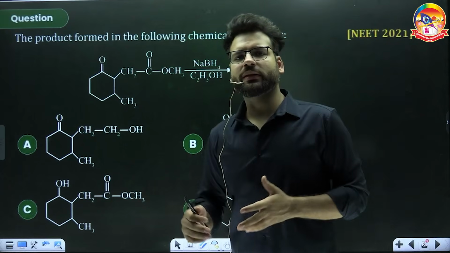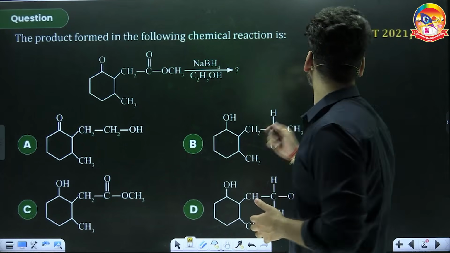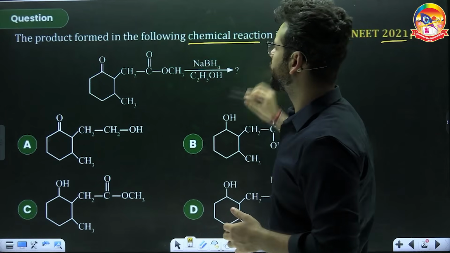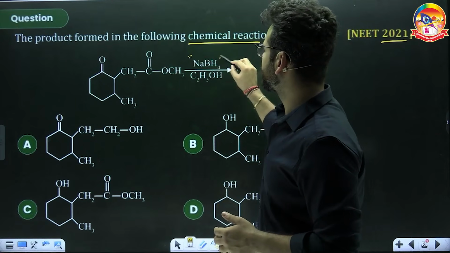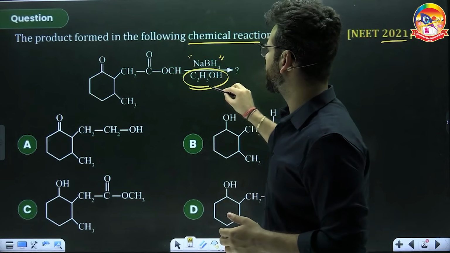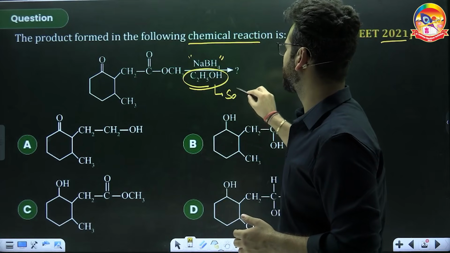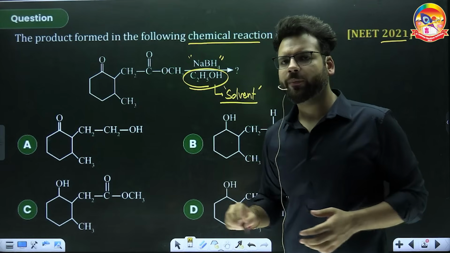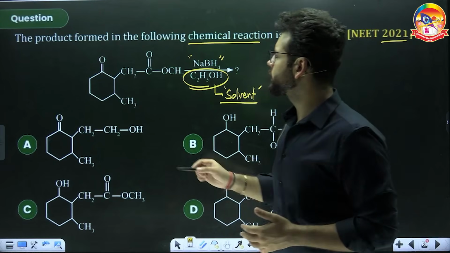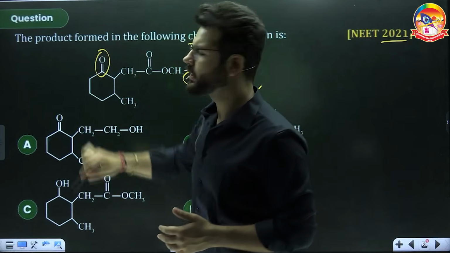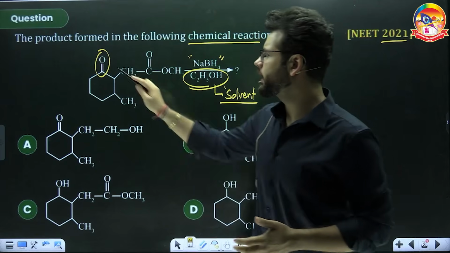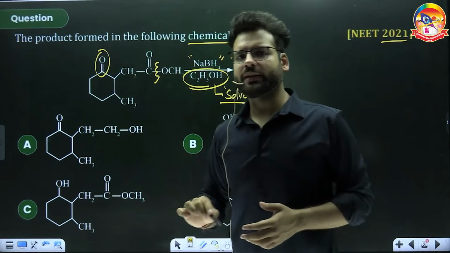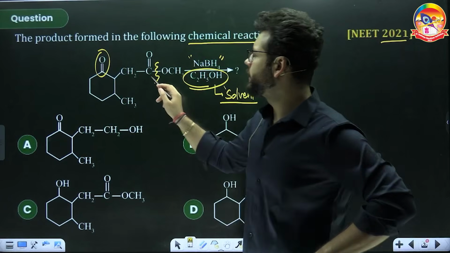Again, see, similar questions keep repeating every year. This is a NEET 21 question, which says, what is the product of the following chemical reaction? You are adding NaBH4 in ethanol. Do not worry about this ethanol, it's just a solvent here, not a separate reagent. NaBH4 we know works for aldehydes and ketones. It will send them to alcohols, so I'll get a secondary alcohol here. And it is also going to reduce your ester as well. This is the ester, and ester will be reduced to alcohol.